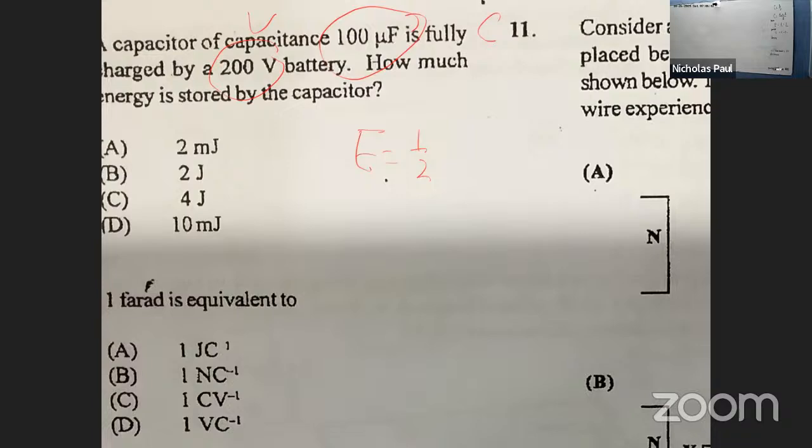So we have C. Well, you can find it, but you can just use a half CV squared. Work it out now, please. Right, 100 times 10 to the minus 6 times 200 squared. How much? Yeah, I think it's A. I get 2. Yeah, B again. You work out the whole thing with these values, right? Yeah, 2.